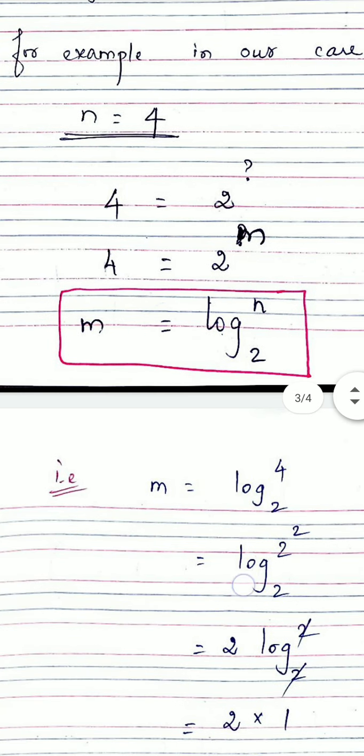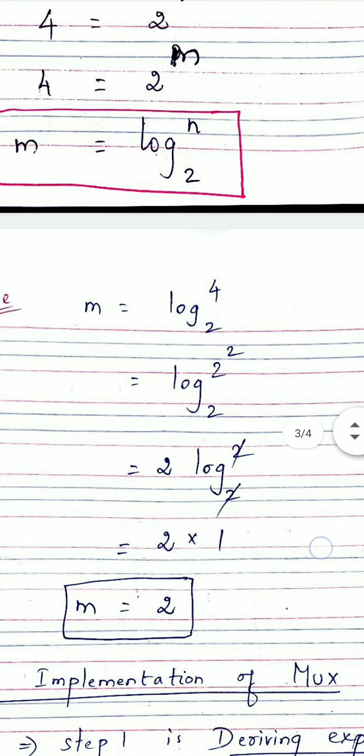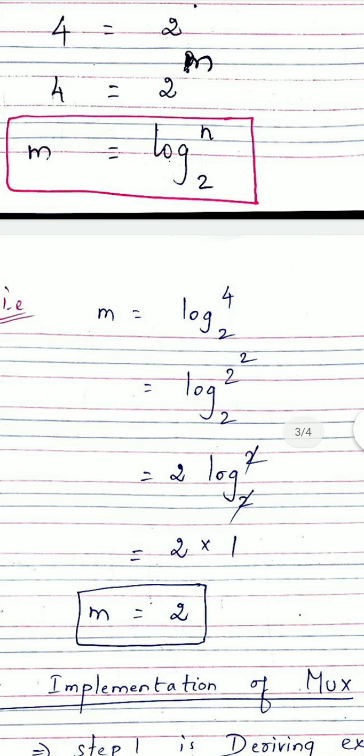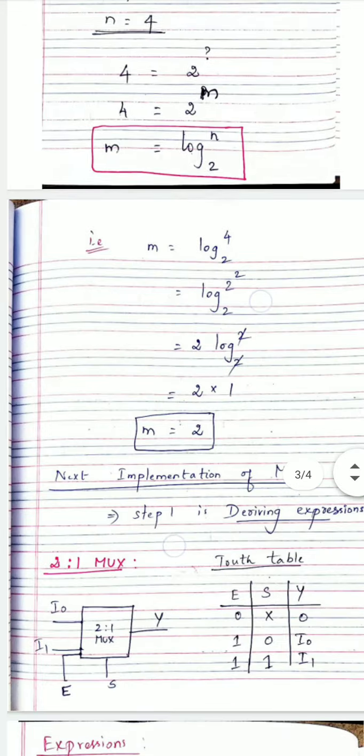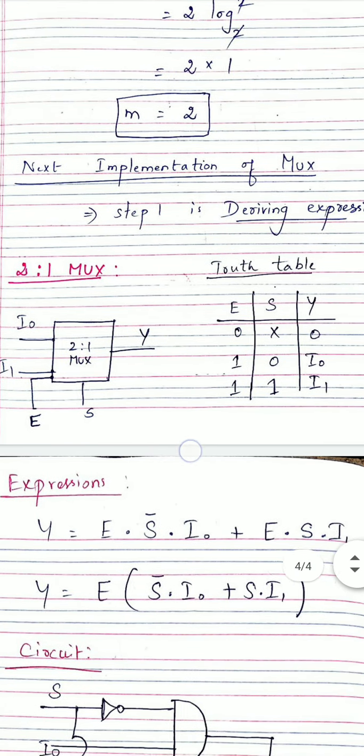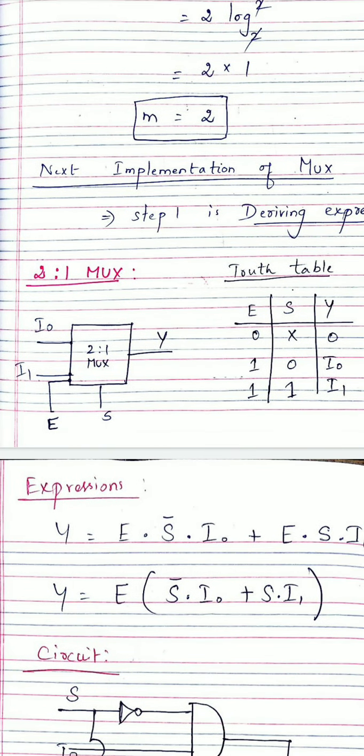So now the example is also solved for you. m is equal to log 2, n is 4. So 4 can be written as 2 to the power 2. So the 2 can come to the front. So 2 into log 2, 2. The 2 gets cancelled, so the value is 1. So now for the 4 input lines, the number of selector lines required is 2. This is important. You should know the relationship between the input lines and selector lines, because selector lines play a vital role in selecting the output.